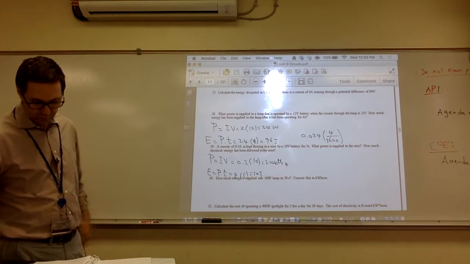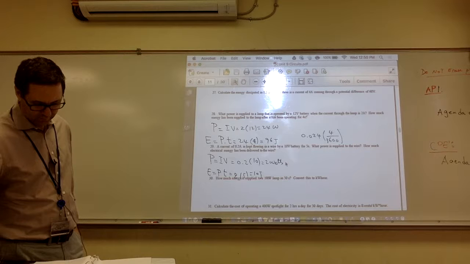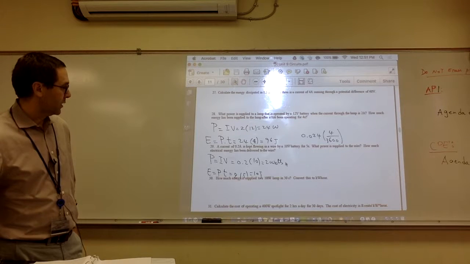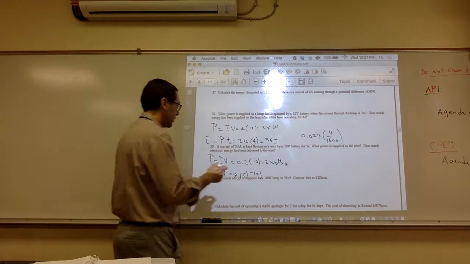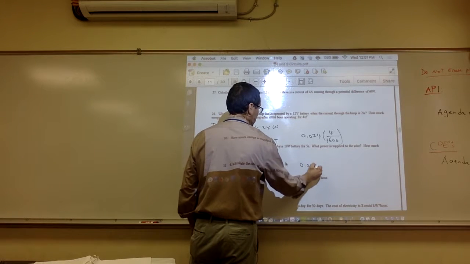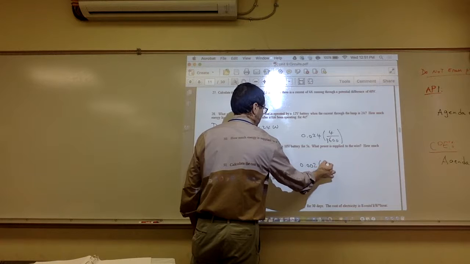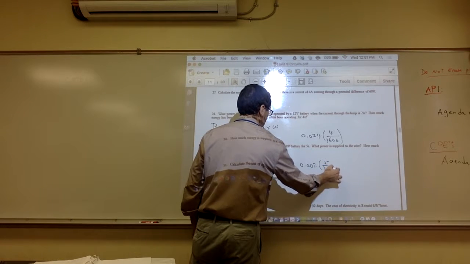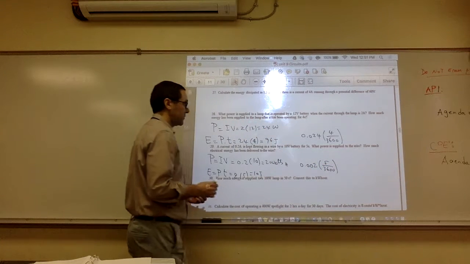Or you can change that to a kilowatt hour if you like. So to change it to kilowatt hour, it's going to be 0.002 kilowatts and 5 divided by 3600 to get your 5 seconds in hours.